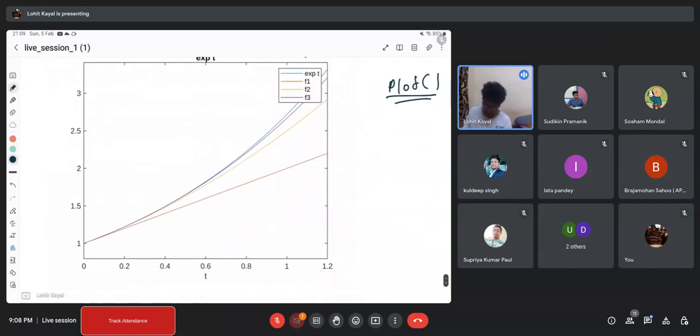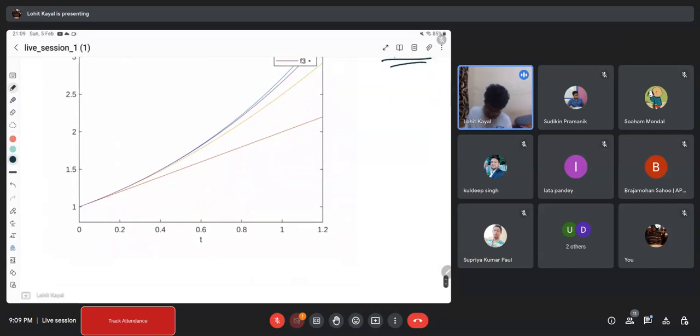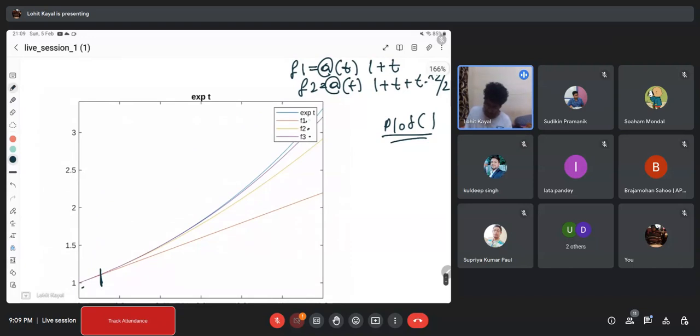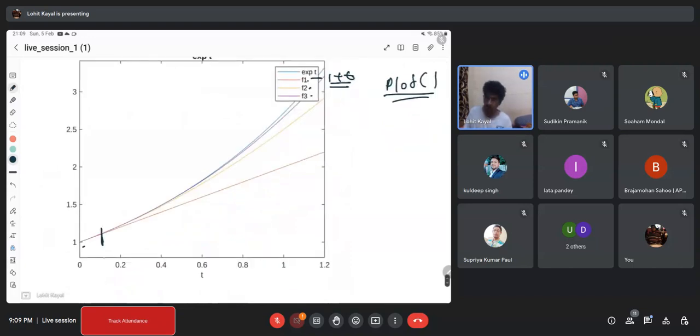So here I am plotting exponential t and the corresponding f1, f2 and f3. You can see that for a very small range, f1 equals 1 plus t agrees with it. In MATLAB, if you move your cursor over the plot, you will be able to see the point. Probably here x is 0.17, most probably.